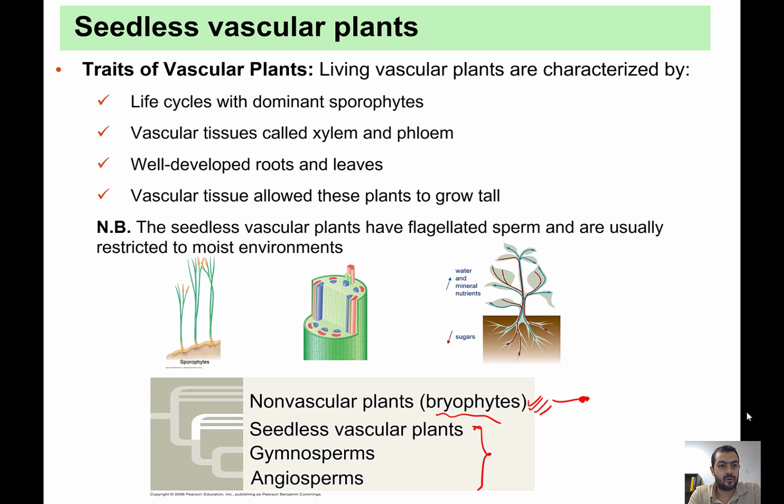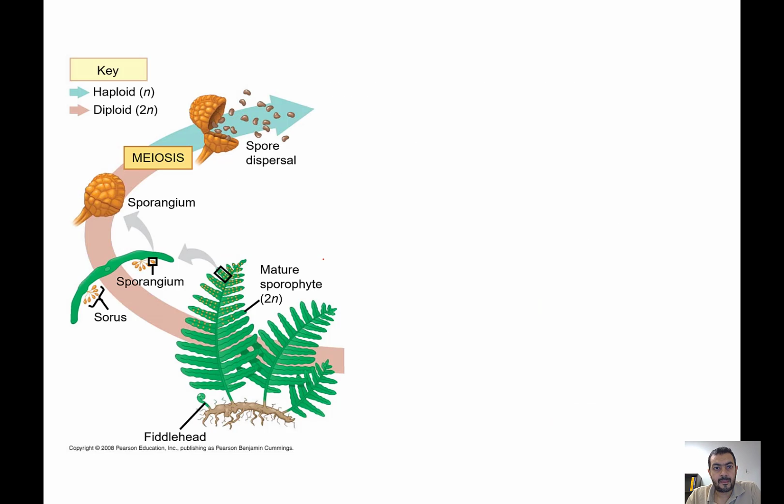One thing to note is that in the seedless vascular plants, as we said, represented by the ferns, they still have flagellated sperms, and because of that they are usually restricted to moist environments. They need water for fertilization. So let's move on to the life cycle of seedless vascular plants.